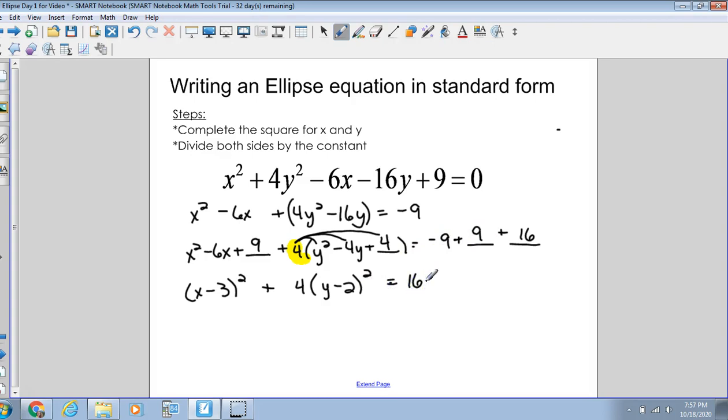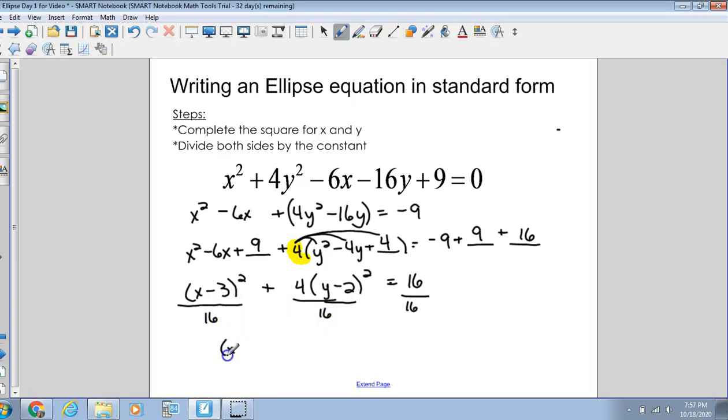Now, we're almost ready, but we know that for an equation of an ellipse, we need to have this right-hand side equal to 1, and we shouldn't have a number out here in front of this y. So we want to get our right-hand side equal to 1. How do we get our right-hand side equal to 1? We divide by this constant. So we're going to divide by the 16, and we're going to divide everything on the left by it as well. Divide this x term by 16, divide this y term by 16.